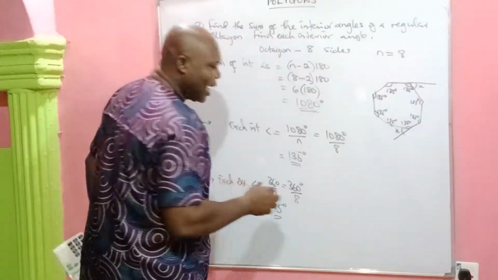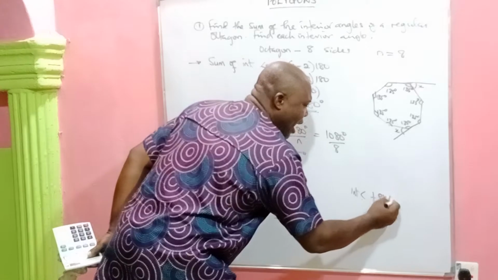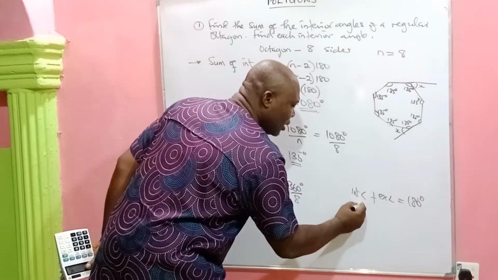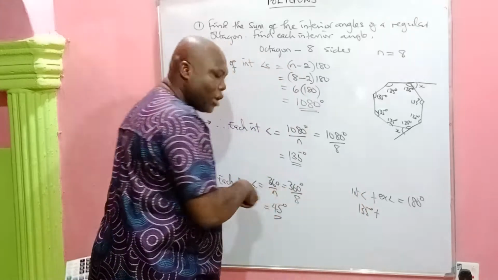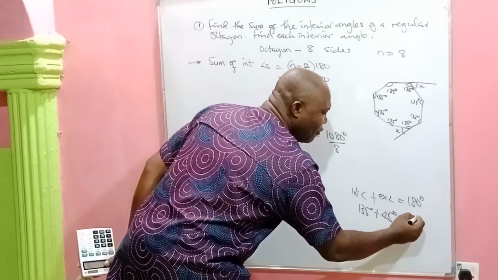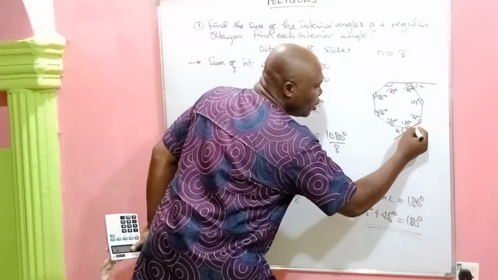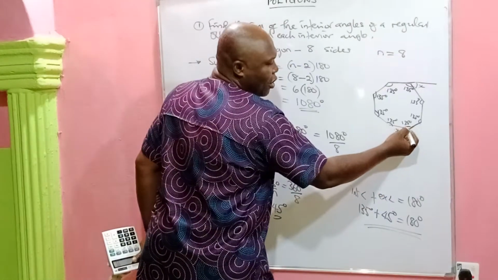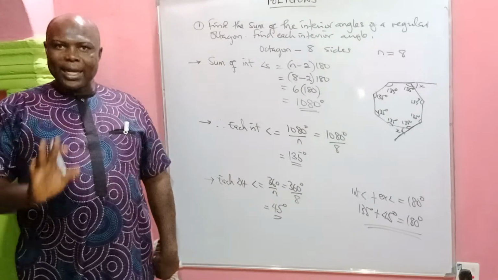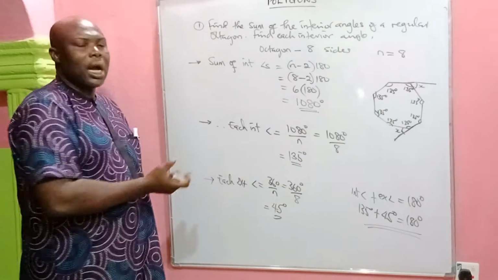It therefore means that every interior angle plus exterior angle must give 180 degrees. Please take note of that. So the interior angle is 135 degrees plus the exterior angle we just calculated, 45 degrees. If you sum those two, you have 180 degrees, which is the angle on a straight line. Because if you watch this line, you notice that it's a straight line. The interior angle plus the exterior angle must give you the sum of the angles on a straight line, which is 180 degrees.